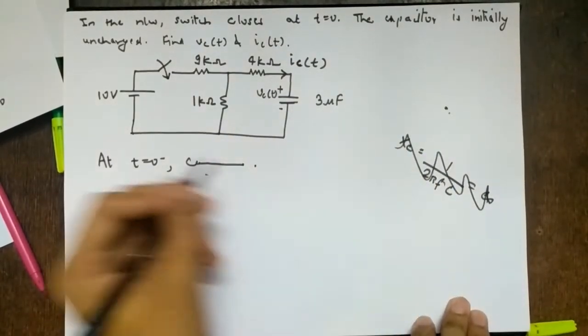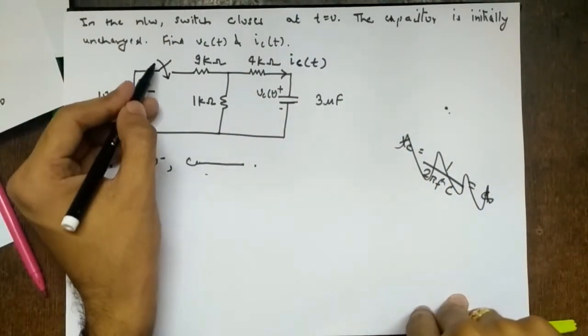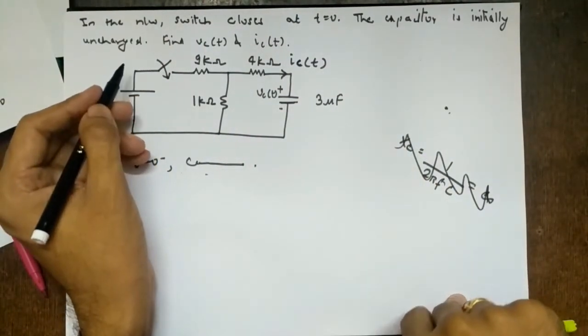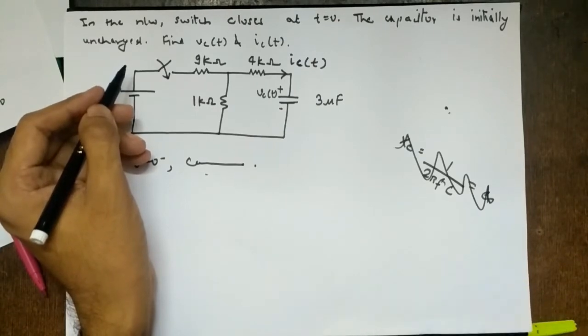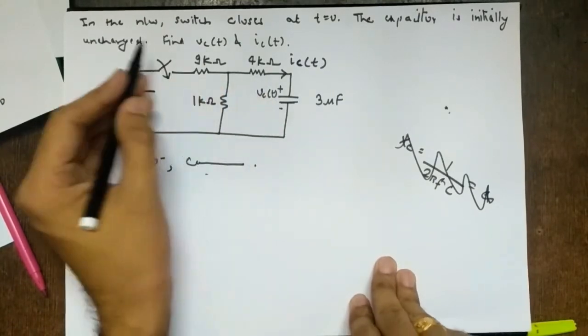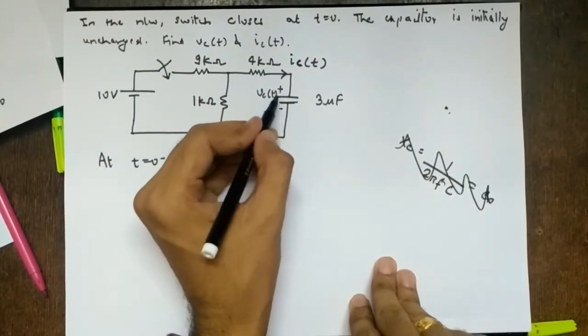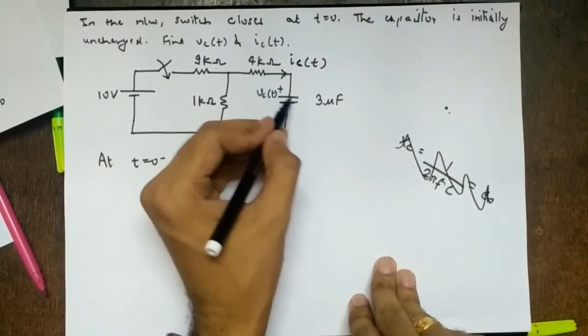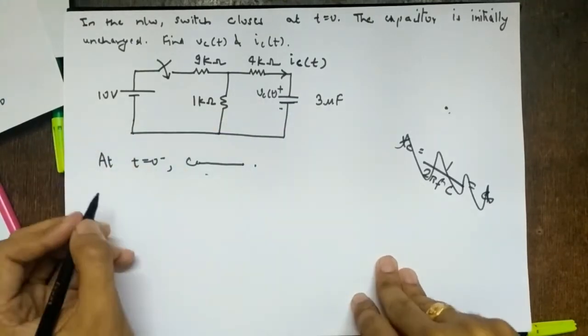Sir, you can't use this logic. What is happening at t equal to 0 minus? Switch will be open, right? So what will happen is the capacitor is uncharged initially, they have given. So since it is uncharged, it has 0 volts, the charging voltage is 0 volts. That's why it will act as short circuit.